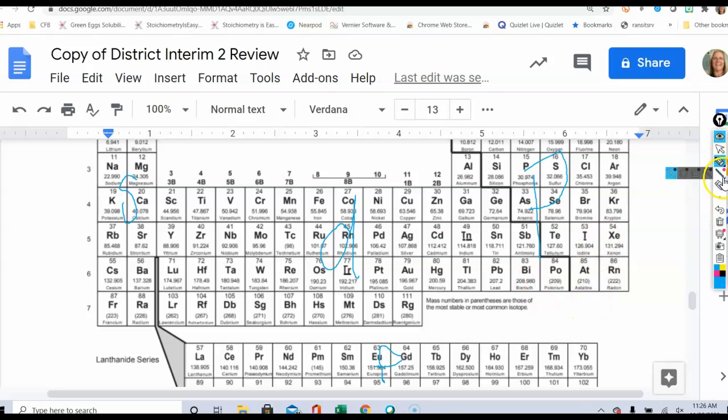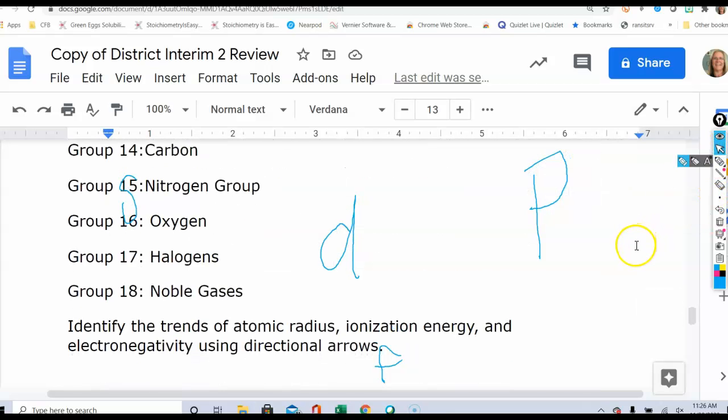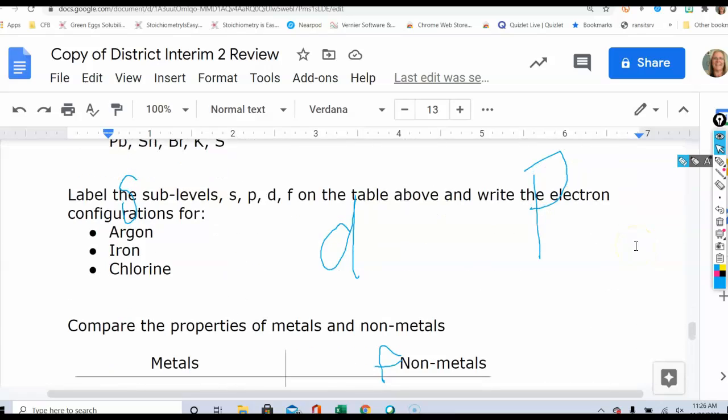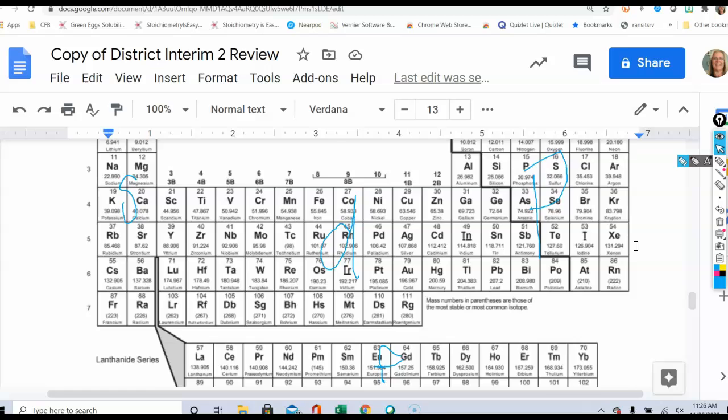Let's make sure that we can use the periodic table to identify some elements. Our elements are going to be argon, iron, and chlorine. So we're going to do that work right up here. The first one that we are going to identify is argon. We are going to start from the top: 1s2 followed by 2s2, 2p6. Dropping down, we're at 3s2, and we're going to end with 3p6.